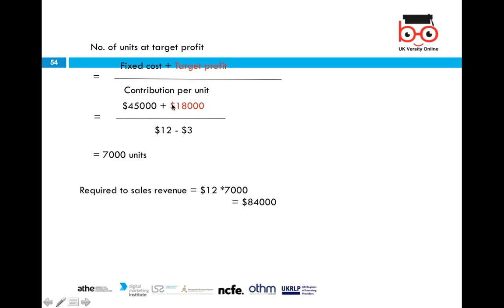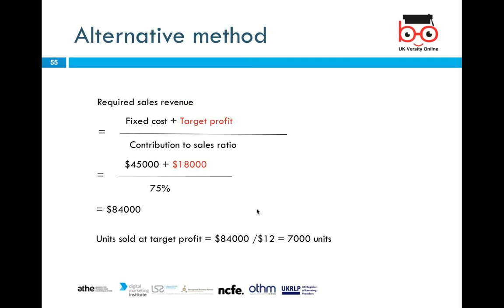If you need a target profit of $18,000, then we would need to sell 7,000 units. Or in terms of sales, we multiply the selling price of $12 by the units, and then we need $84,000 in sales to get $18,000 profit. So this is a simple calculation. You can do some mix and match of what kind of target profit you want, in terms of units and in terms of your sales.